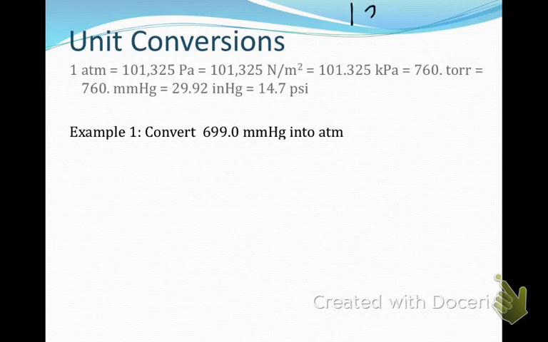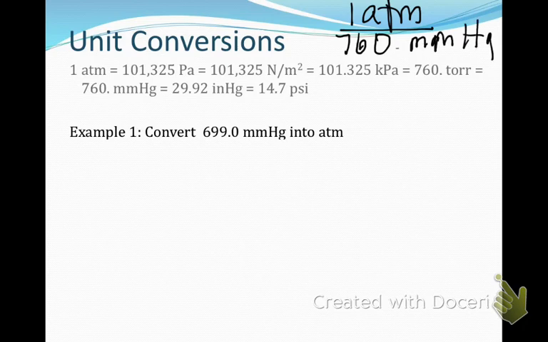So 1 atm is equal to 760 millimeters of mercury. So this is something called a conversion unit. I can flip this the other way. It could be 760 millimeters of mercury over 1 atm, and it still means the same thing. So I'm going to start with the number that they give me.